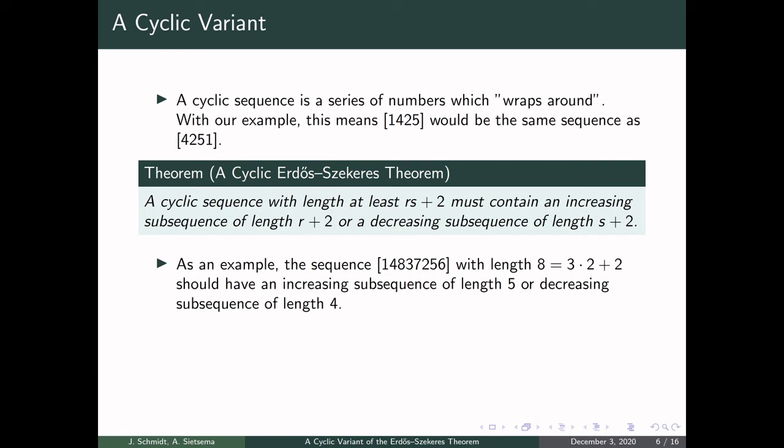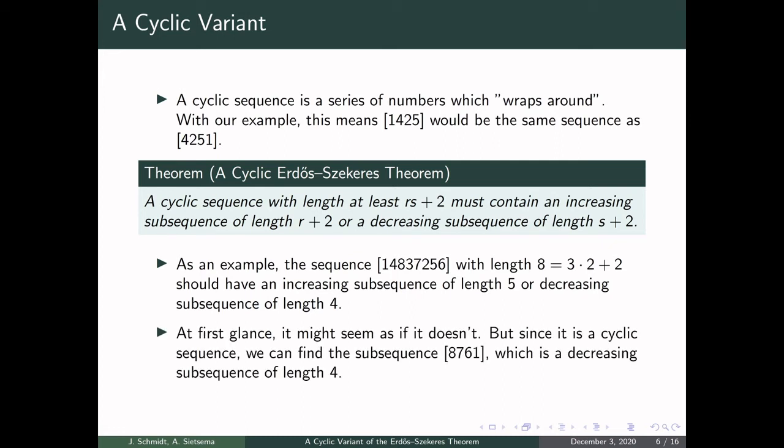And now, for example, if we use the cyclic sequence 1, 4, 8, 3, 7, 2, 5, 6, and we have it length 8, which is 3 times 2 plus 2, we should have either an increasing subsequence of length 5, which is 3 plus 2, or a decreasing subsequence of length 4, which is 2 plus 2. And immediately it might not seem like it does, but since it's a cyclic sequence, we can find the decreasing subsequence of length 4, 8, 7, 6, 1, where we wrap around from the 6 to the 1.